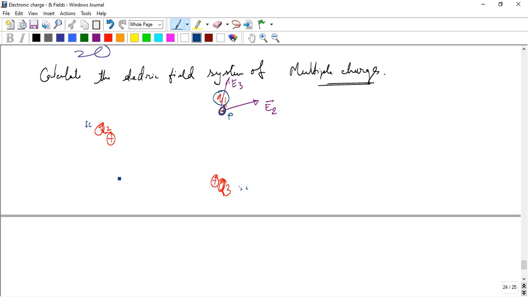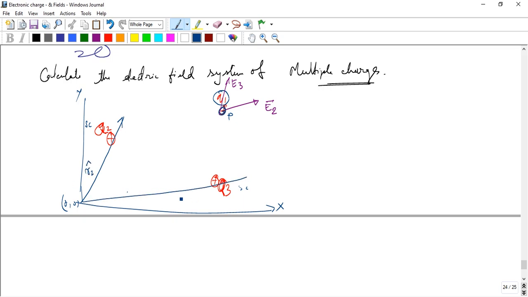If I draw x and y axes, that is the origin O. R2 is the position vector of Q2, R3 is the position vector of Q3, and R is the position vector of point P. That is the displacement vector, in the direction R2 to P, and the other in the direction R3 to P. So the total electric field is in that direction, E total.